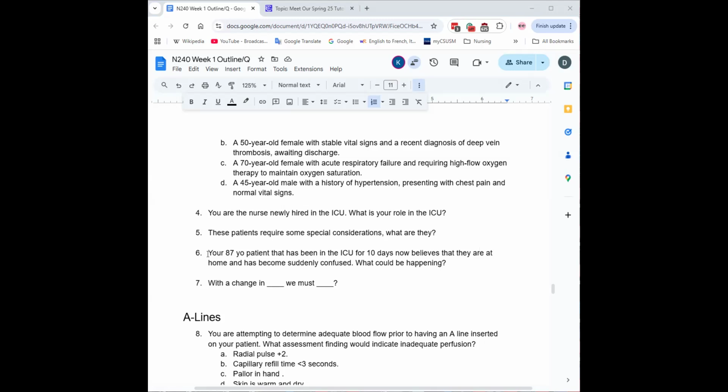Anyway, on to number 6. Your 87-year-old patient has been in the ICU for 10 days now, believes they're at home, and has become suddenly confused. What could be happening? There's a couple of things. Delirium is definitely one of the things that could be happening.